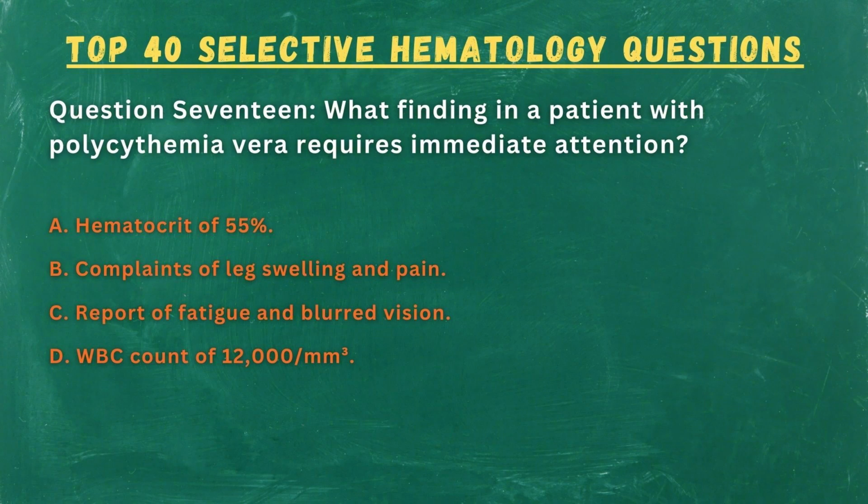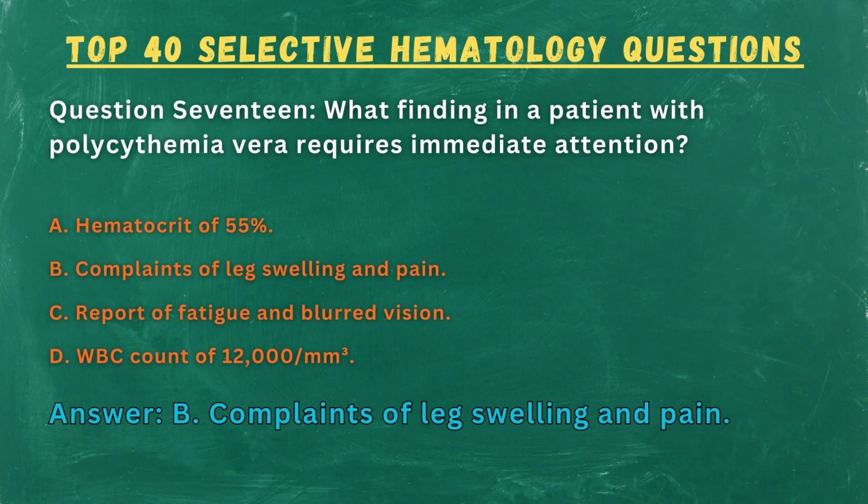Question 17. What finding in a patient with polycythemia vera requires immediate attention? A. Hematocrit of 55%. B. Complaints of leg swelling and pain. C. Report of fatigue and blurred vision. D. WBC count of 12,000/mm³. Answer. B. Complaints of leg swelling and pain.